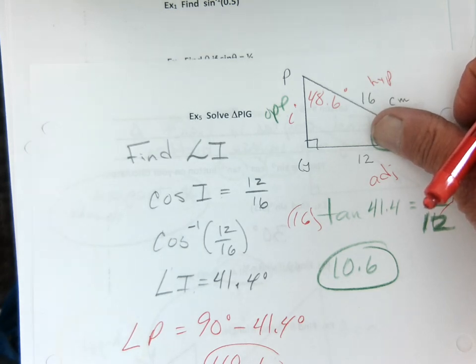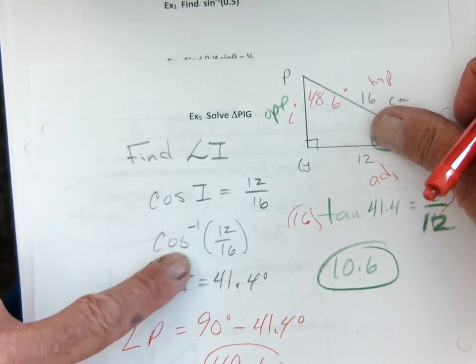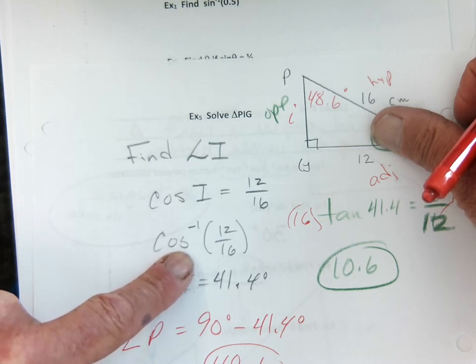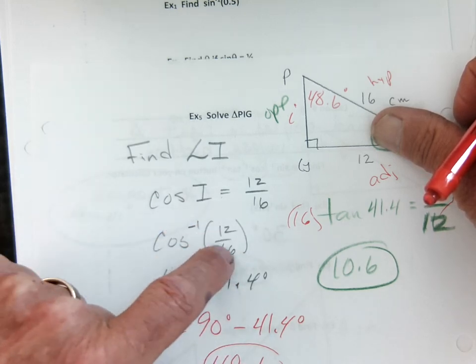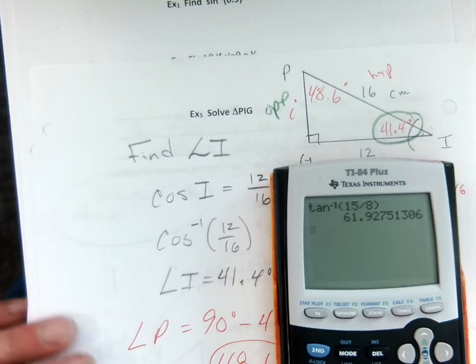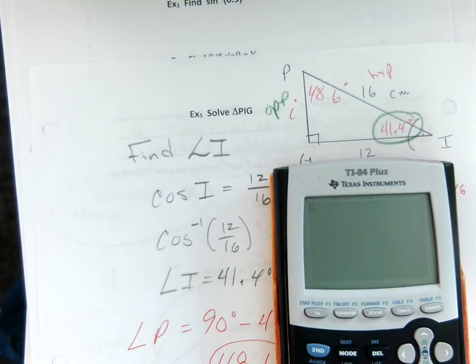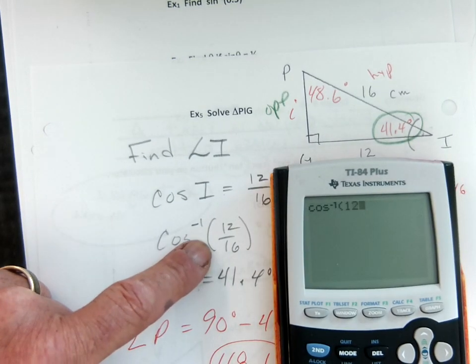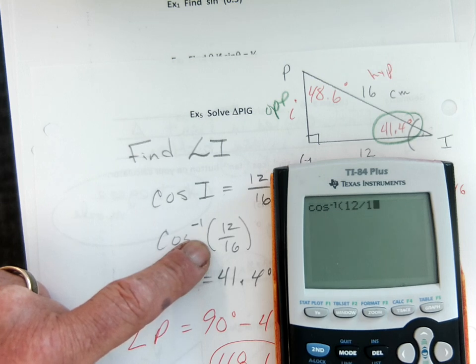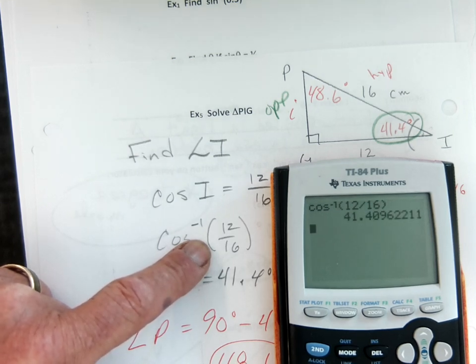And so again, I'm looking for the angle. So instead of cosine, it's cosine inverse, right? So I want cosine inverse of the adjacent over the hypotenuse. And I use my calculator. I just went cosine inverse of my 12 divided by 16. I get an answer of about 41.4.